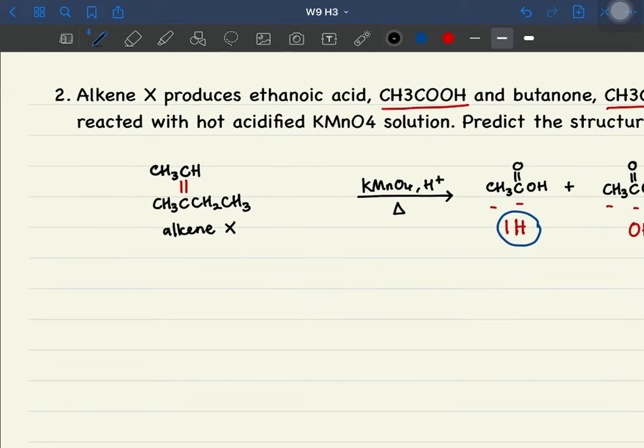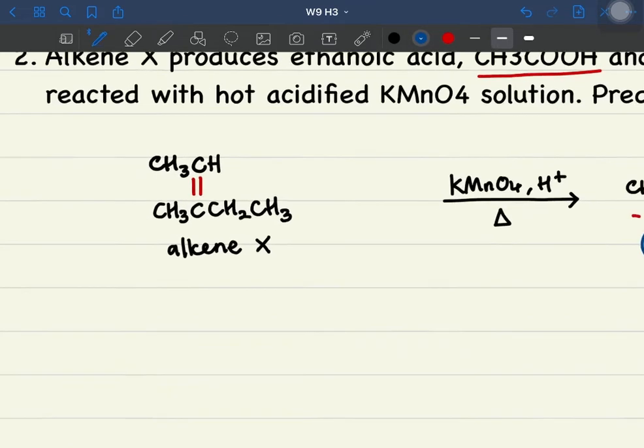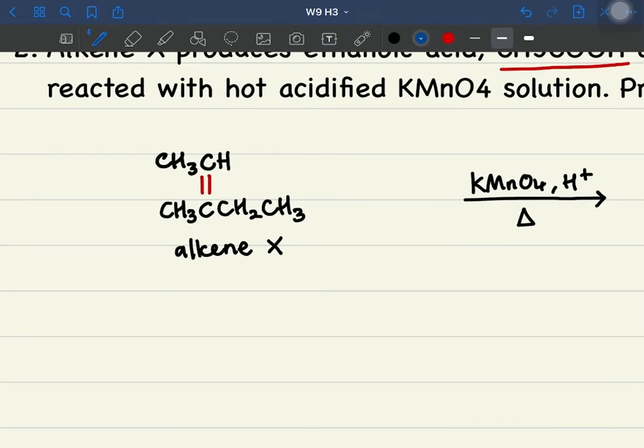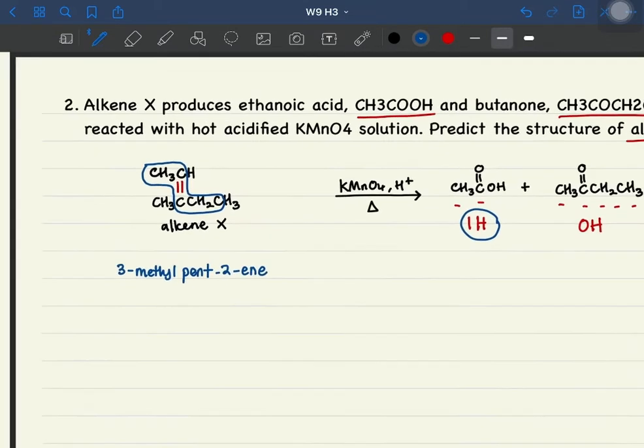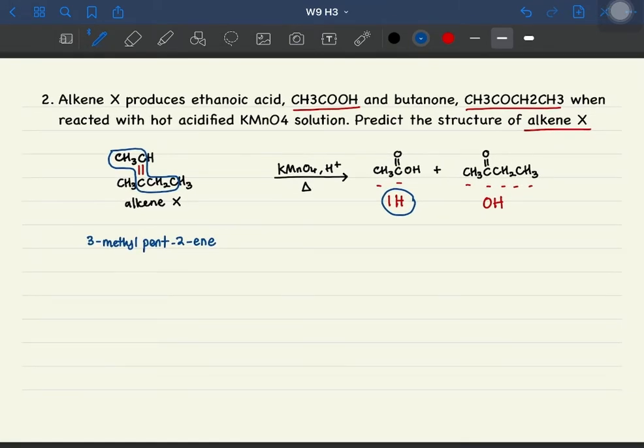So if we have to give a name to this compound, then we need to check for the longest chain. Your longest chain is going to be 1, 2, 3, 4, and 5. So this is going to be pentene. So we have pent-2-ene because the double bond is located at carbon number 2. And look carefully at carbon number 3, we have a methyl group. So we're going to have 3-methylpent-2-ene. So this is going to be our alkene X.